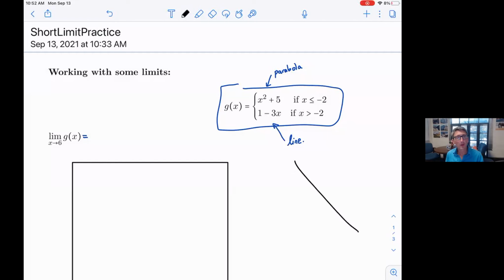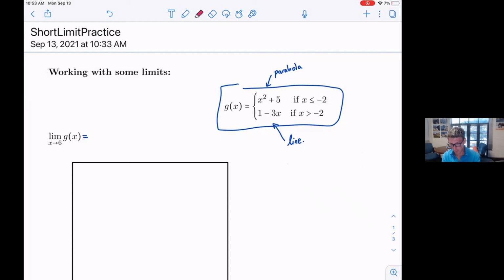And so what I'd like you all to do to get the most benefit out of this would be to pause the video and try to graph those two things and then think about what goes where on the graph. Do you want the parabola on the right and the line on the left? Or do you want the line on the right and the parabola on the left? What's going on, right? Think about for what x values we want the line and for what values we want the parabola.